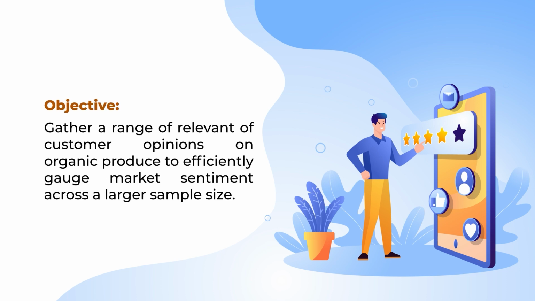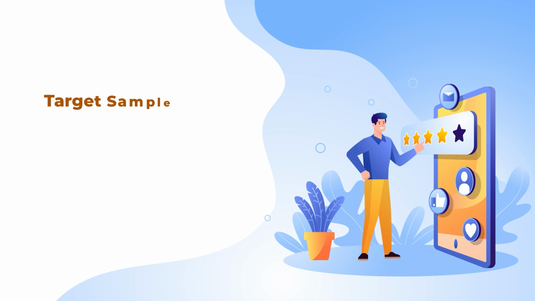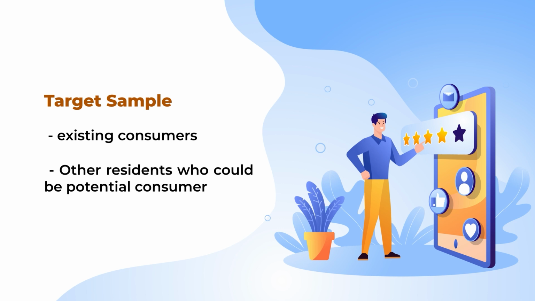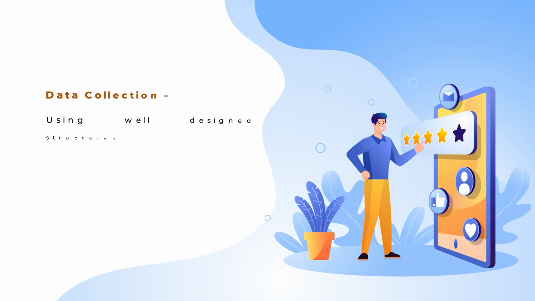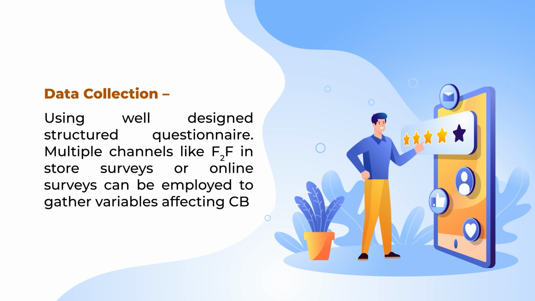The objective is to gather a range of relative and relevant consumer opinions, in this case on organic produce, to efficiently gauge what is the market segment across a larger sample size. The target sample could be either consumers or people who are residents in the same locality but could be potential customers. Now, what we do in a consumer survey is we create a very well-designed structured questionnaire, and we use multiple channels to administer that questionnaire.